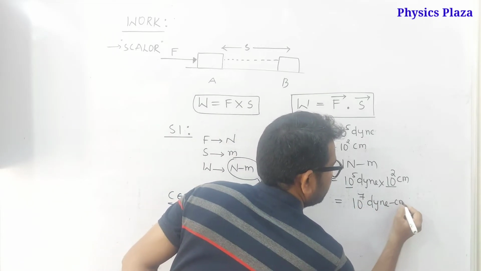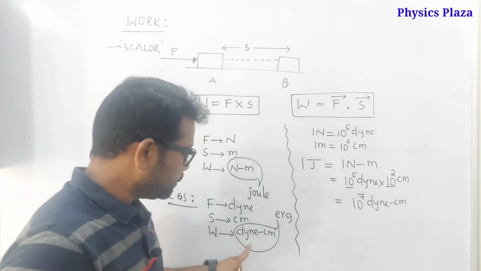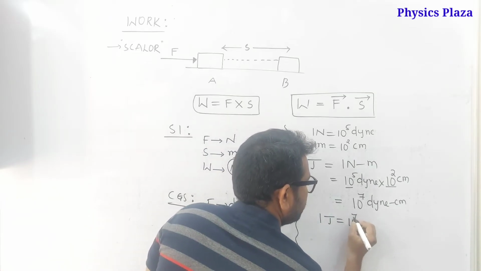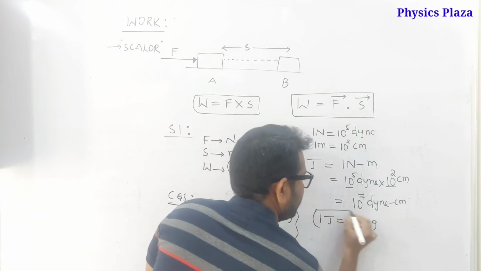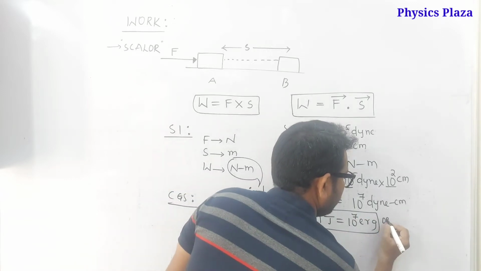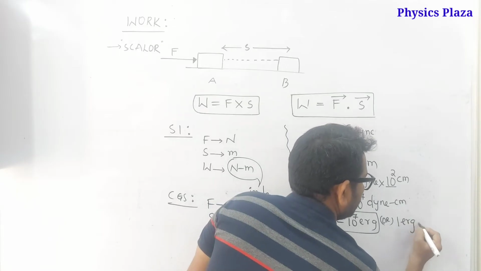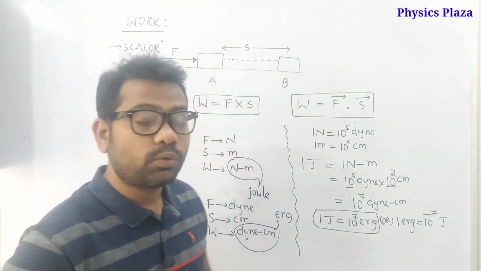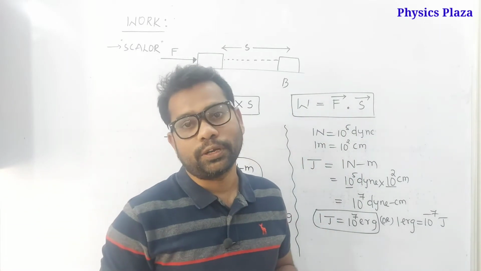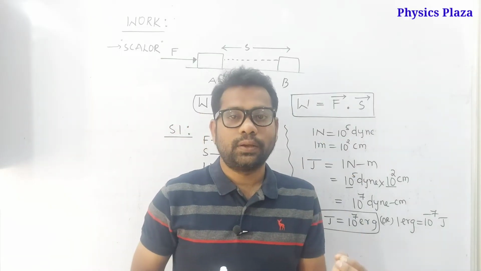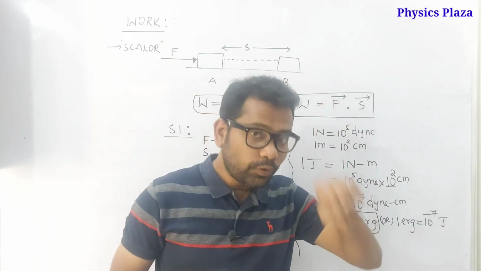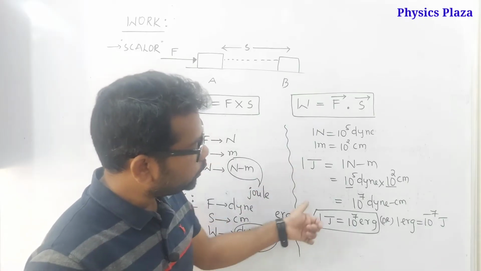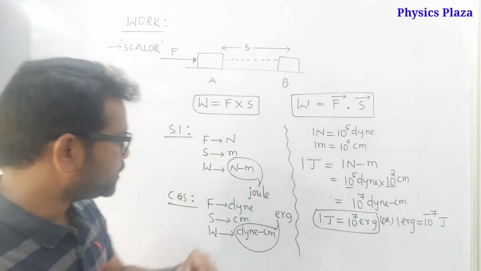But we know very well that dyne centimeter is called erg. So 1 joule is equal to 10 power 7 erg. Children, this is a very important relation. Or we can also write 1 erg is equal to 10 power minus 7 joule. You can write either one. When we are solving numericals, this relation is very important. In the exam, they will directly ask what is the SI unit of work and how it is related to its CGS unit. So the SI unit is joule, and 1 joule is equal to 10 power 7 erg. Okay children, just copy it.